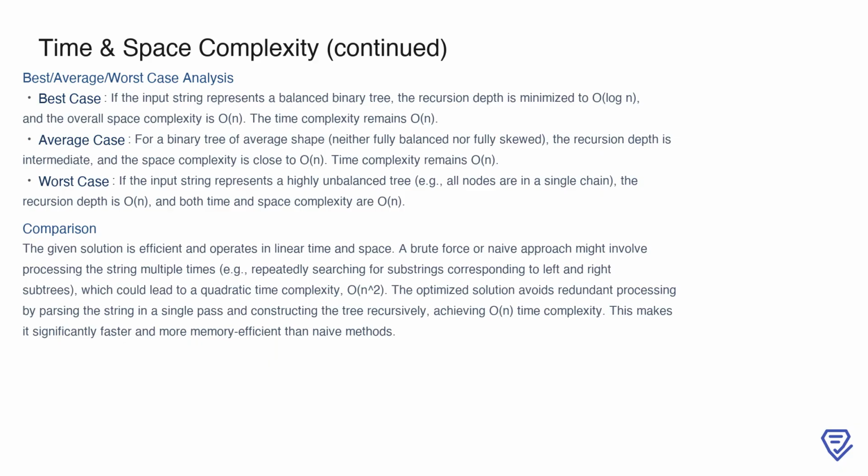What makes this solution efficient is its linear time and space complexity, compared to a naive approach that might revisit parts of the string multiple times, leading to a quadratic time complexity of O(n squared). By parsing the string in a single pass and constructing the tree recursively, we avoid redundant computations and achieve a much faster and more memory-efficient solution.